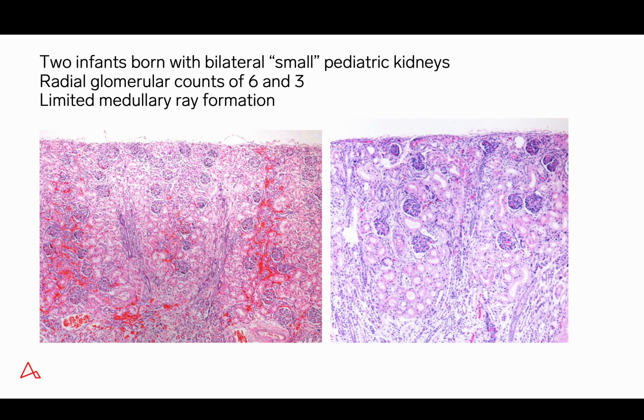Here's just an example of reduced nephron generations or cortical hypoplasia. These sections are from 2 infants. They were both born with bilateral small kidneys. If we look here on the left, we have the medullary rays visible, and we can count 1, 2, 3, 4, 5, maybe 6 nephron generations. Whereas in the image on the right, we can see again the medullary rays, but this kidney has a radioglomerular count of only 3, so a marked degree of hypoplasia.